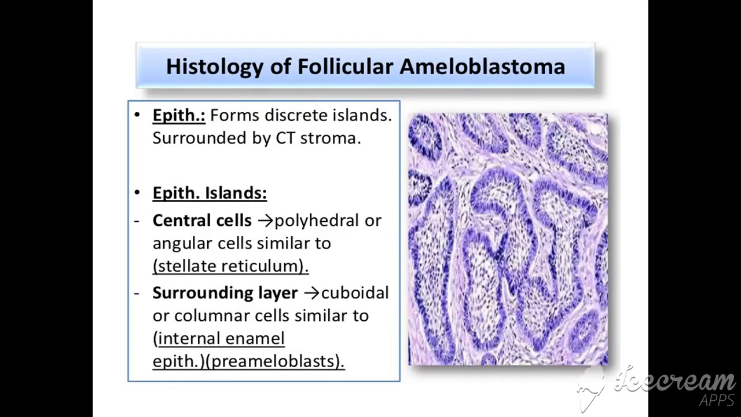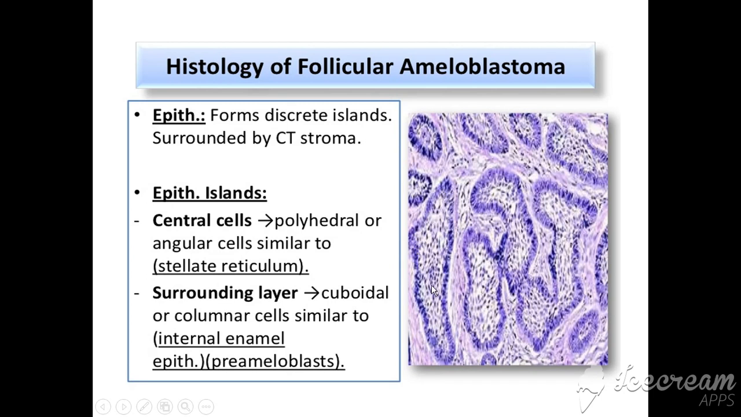Coming to the histology of the follicular form of ameloblastoma, there are basically two components: the epithelial component and the connective tissue component. The epithelial component is present in the form of discrete islands in the connective tissue stroma. Further, these epithelial islands are composed of two parts.